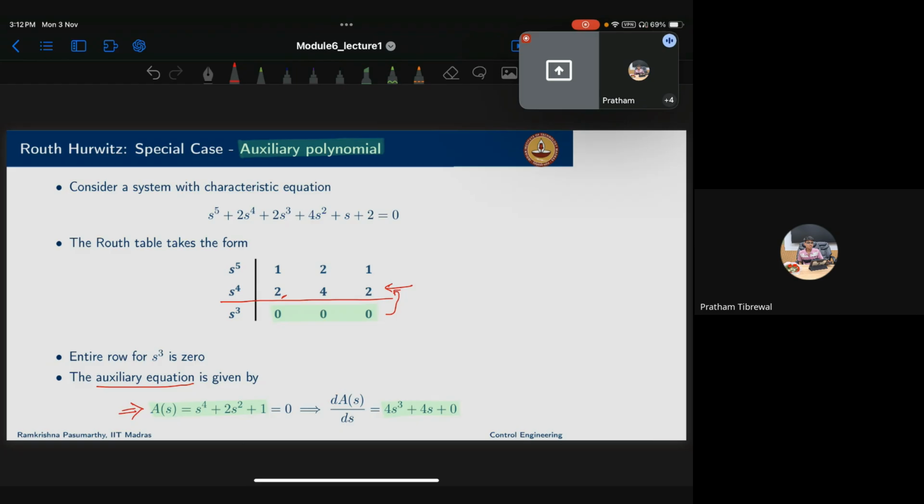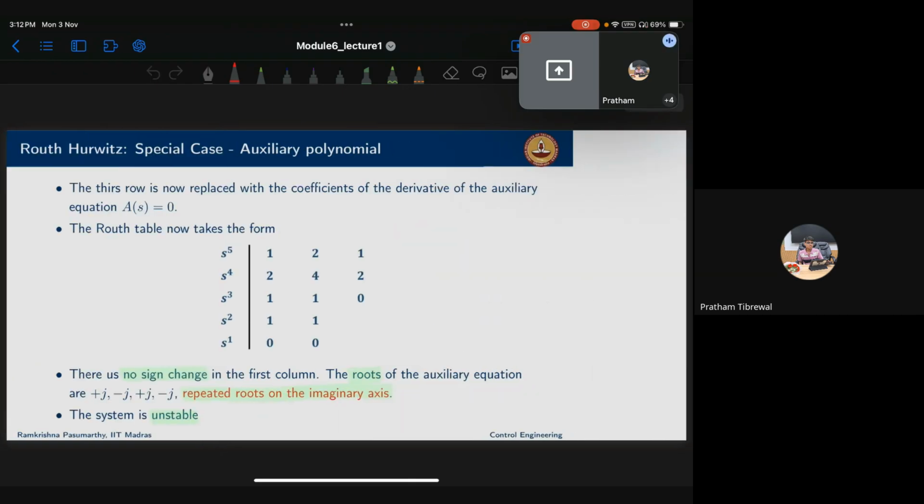You can take the multiplication factor 2 out and write the same thing. So now you got 4s³ plus 4s plus 0. So what you do is replace this with 4, this one with 4, this one with 0. Then continue the calculations. So now no sign change, no sign change, no sign change, no sign change.